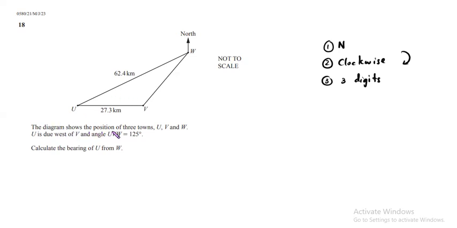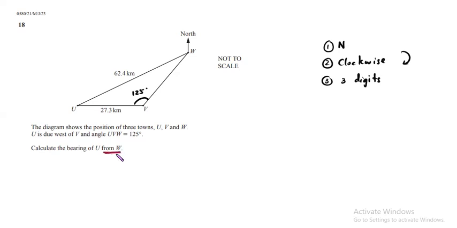The diagram shows the position of 3 towns. The 3 towns are given, and U is due west of V. So this is in the west of V, and the angle UVW, this angle, is given to us as 125 degrees. We need to calculate the bearing of U from W. This point is very important as well. It clearly states that we need to find the bearing of U from W.